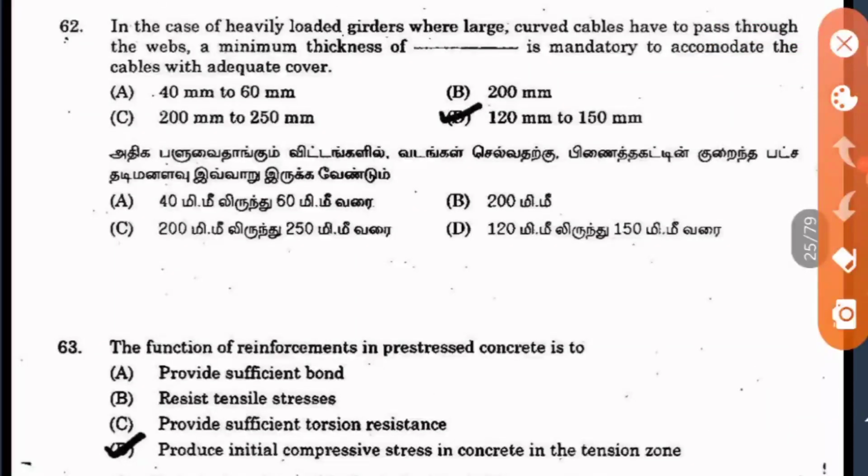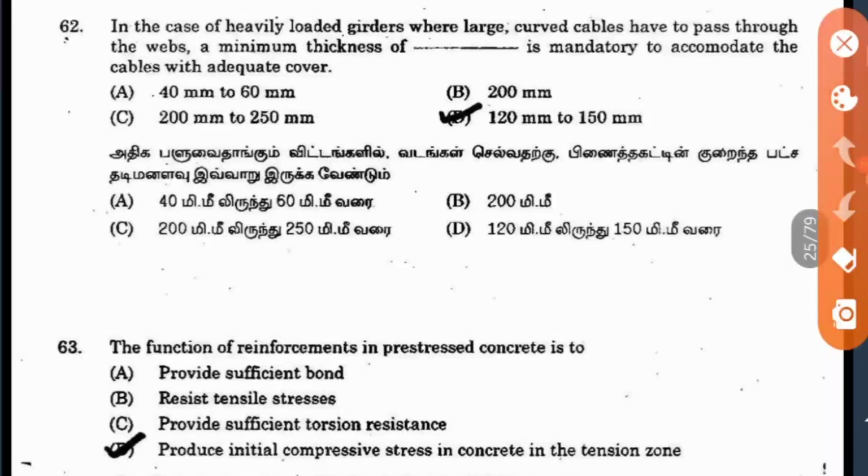62. In case of heavily loaded girders where large curved cables have to pass through the webs, a minimum thickness of dash is mandatory to accommodate the cables with adequate cover. Okay, so the minimum thickness should be 120 mm to a maximum of 150 mm.